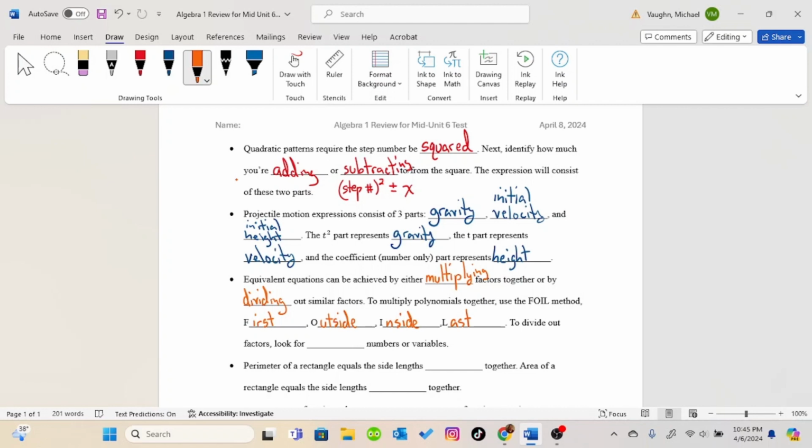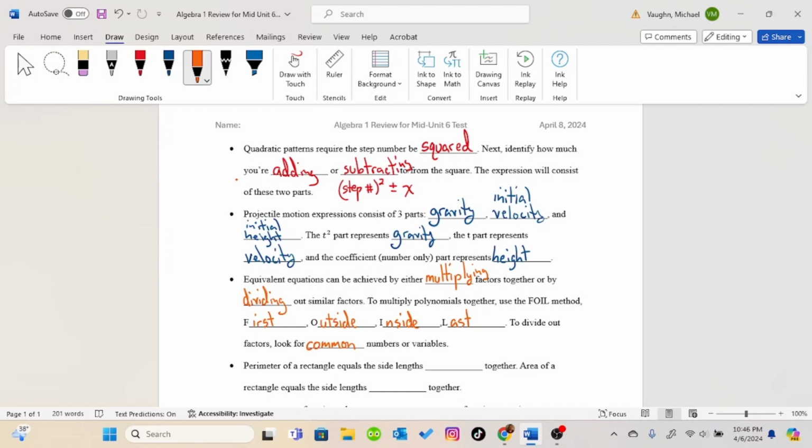To divide out factors, look for common numbers or variables. Does everything have an x that you could divide out? Is every number divisible by 2? Could you pull a 2 out of it? Things like this. So what they're going to do is they are going to give you a polynomial.